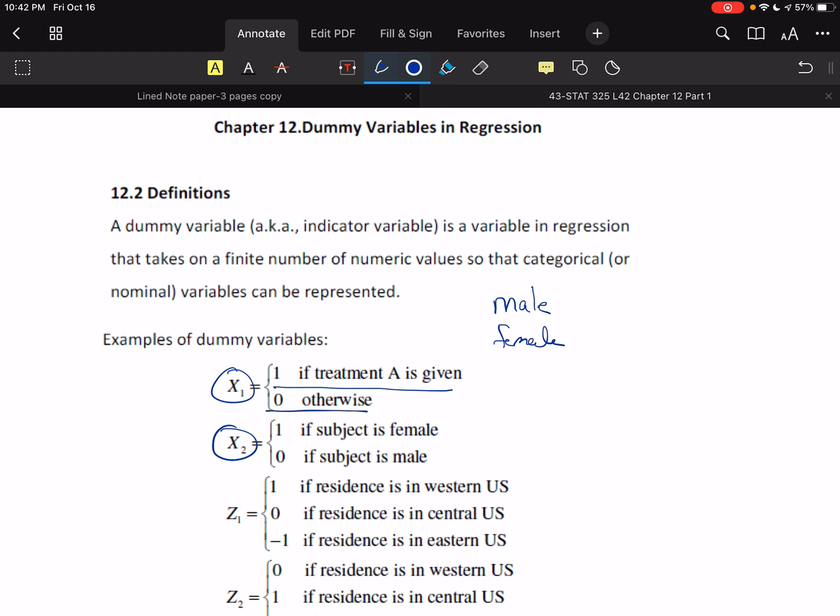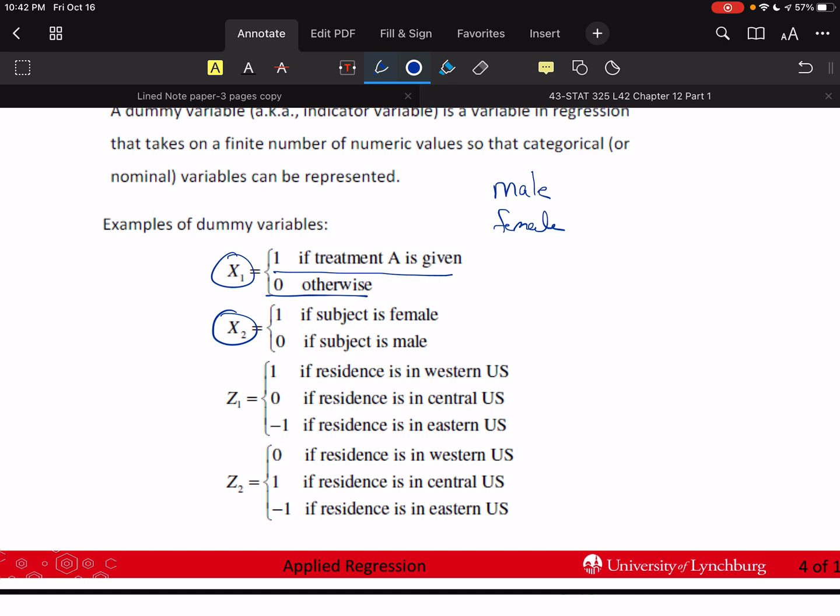Okay? Now, we have some variables here that have more than 2 levels. So Z1 and Z2 have 3 levels. In this case, residence: if the residence is in the western U.S., the central U.S., or the eastern U.S. And again, Z2 says 0 if in western, 1 if it's in central, and here it was 1 in western and 0 in central. And then eastern is still -1. Okay. Well, in regression, Z1 and Z2 are not allowed. We can't have indicator variables that have more than 2 levels.